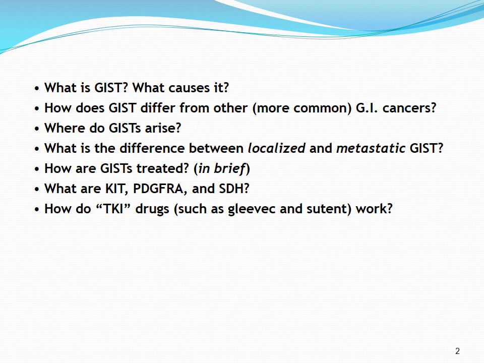In this seminar, I wanted to tell you a little bit about what GIST is as a disease, briefly about what causes GIST. I will talk about how GIST differs from other more common gastrointestinal cancers. Then we will get into the biology of GIST and talk about the type of cells in which GISTs arise. I'll mention the difference between localized and metastatic disease. We'll say a little bit about how GIST is treated. We'll talk about some of the mutations underlying GIST, terms you may have heard like KIT and PDGFRA, and we'll say a little bit about how the drugs work.